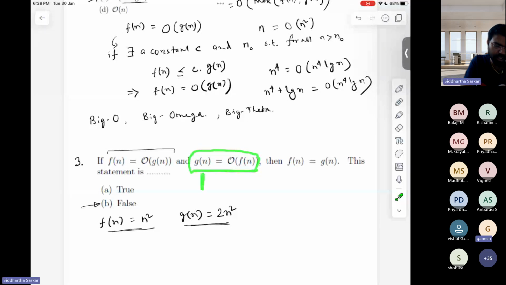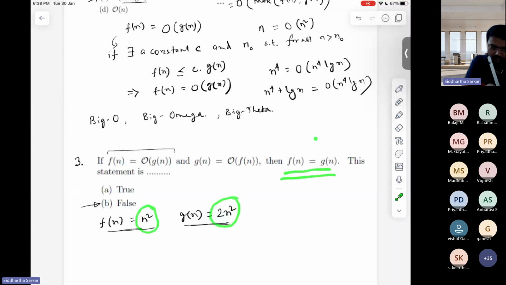So we have gn order of fn, and gn is 2n squared. You want to take a constant such that that constant times n squared is more than 2n squared. So you can take any constant greater than 2. Let's say we take 3. For that constant, we can say that this relationship holds, that 2n squared is in fact order n squared. So both these things are correct, but n squared is clearly not equal to 2n squared. So fn is clearly not equal to gn. That is the reason this is false.